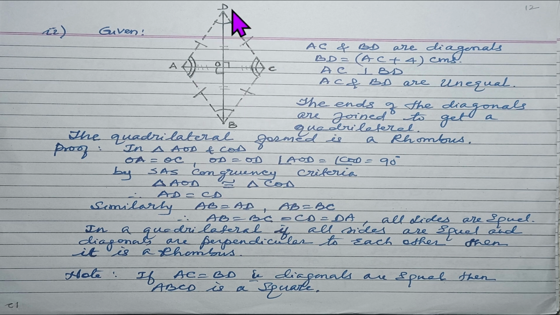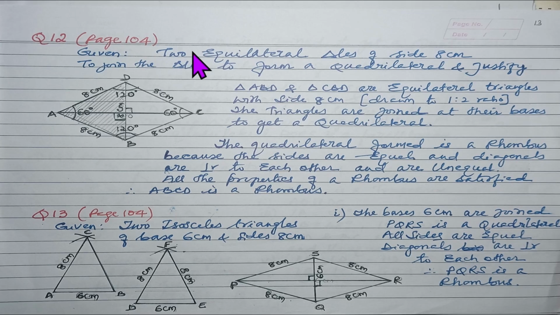In a quadrilateral, if all the sides are equal, the diagonals bisect each other, and the diagonals are perpendicular to each other, then it is 100% a rhombus. Please remember that. But one thing you have to remember: if the diagonals become equal, straight away this rhombus becomes a square. Now coming to the next example, page number 104, question number 12.